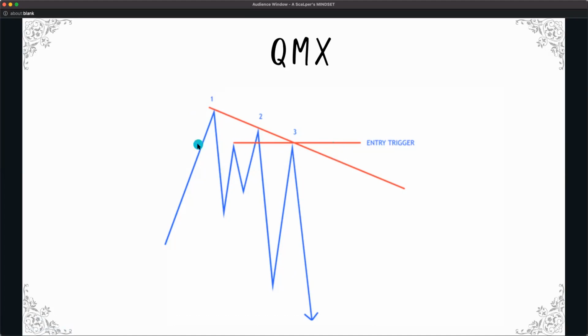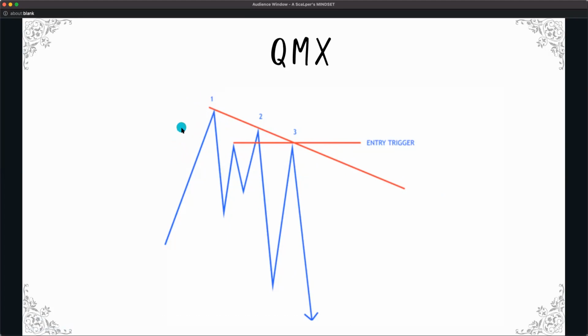Okay, so we're always catching that third wave on the QMX, and we call it QMX because these lines converge, right? So you have your resistance and your trend line resistance, right? So basically this resistance is made and then stopped out, right? And then pulled back, and then we're anticipating that same level of resistance right here to be respected in line with our trend line.